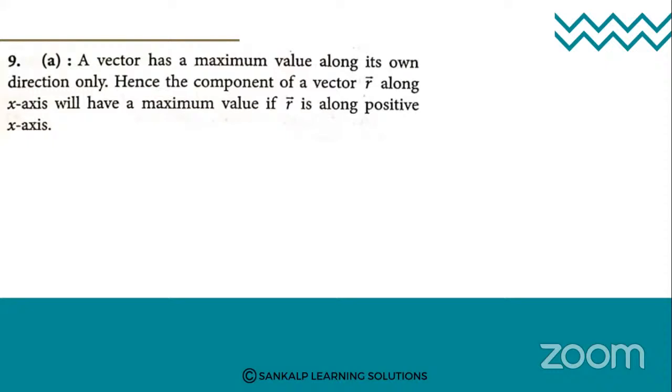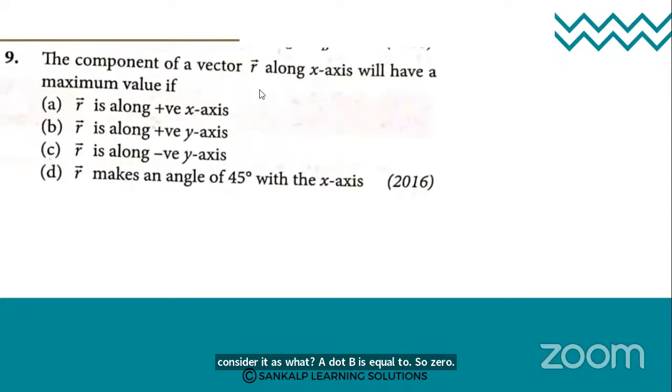The students. They have said it is perpendicular. So when they call it as perpendicular, you need to consider it as a dot b is equal to 0. Okay, so many times in theory paper also this question comes.